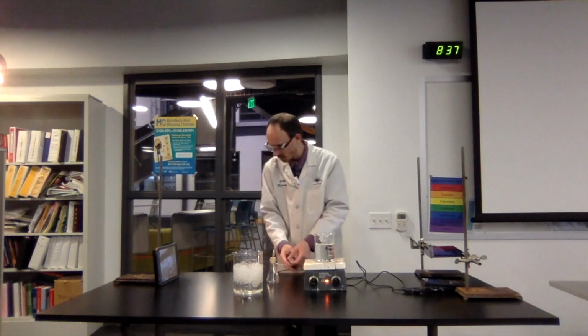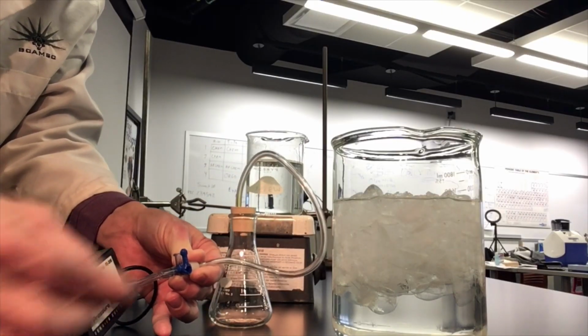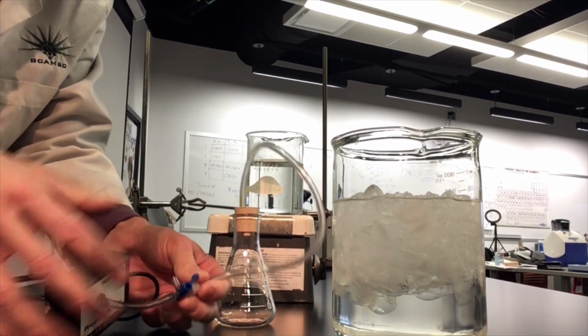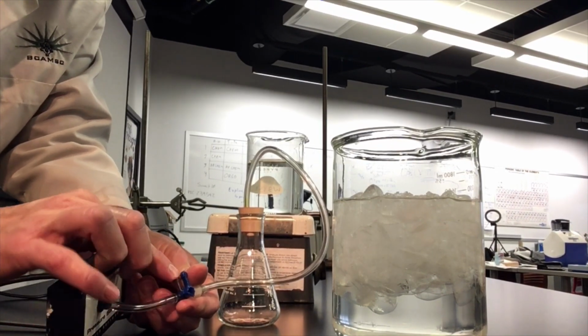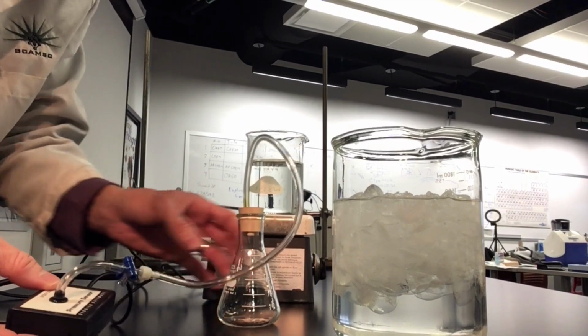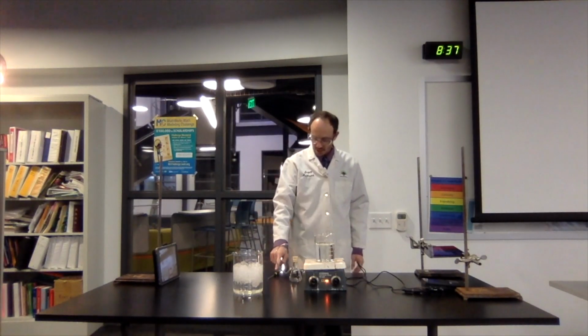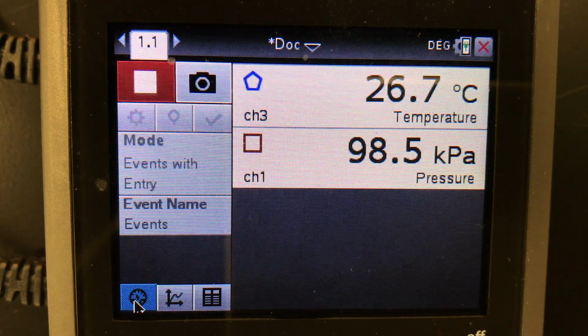So right now, just to show you, we have this set up. I'm going to equalize it to everything. I'm going to push the valve that way, and then I'm going to push the valve all the way back, and then I'm going to close it to the outside air. So now the pressure is reading whatever the air pressure is right now, and the temperature is reading temperature because this probe has been sitting out for a while. So we see that for room temperature and pressure, we are at 26.7 and 98.6.